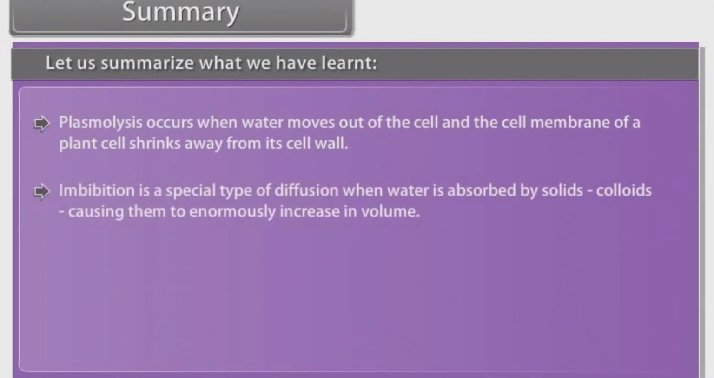Imbibition is a special type of diffusion when water is absorbed by solids, colloids, causing them to enormously increase in volume.